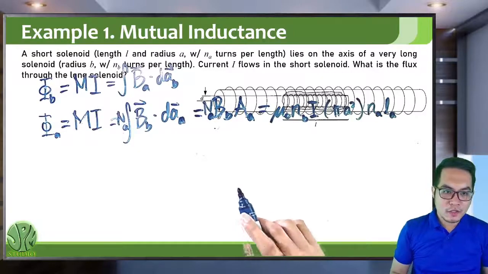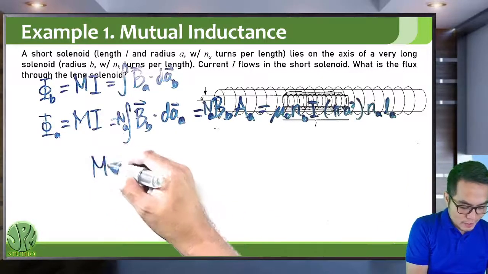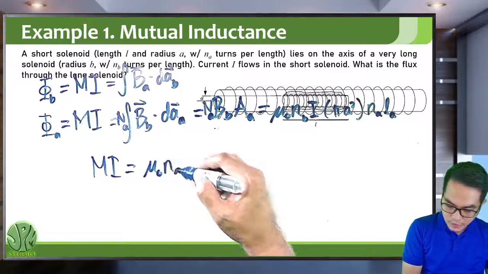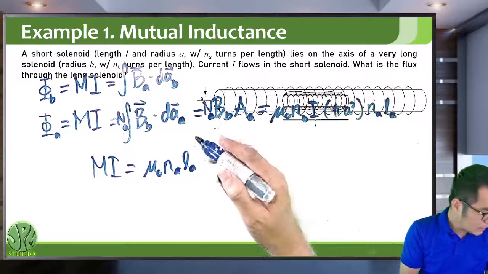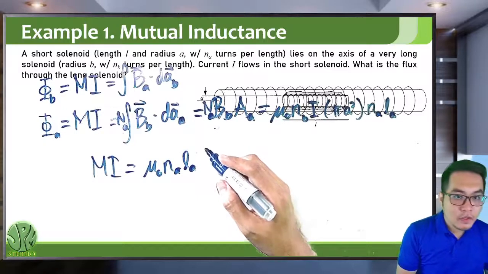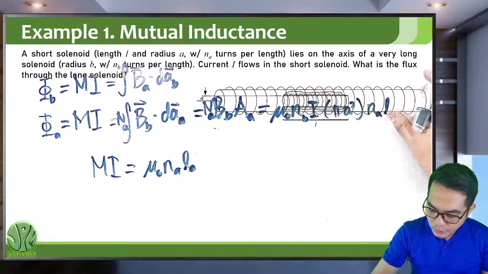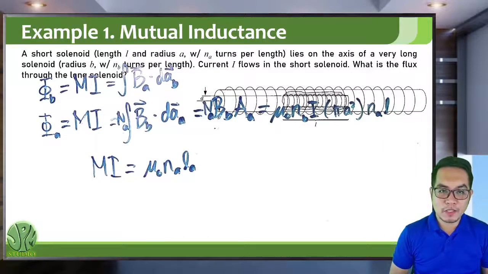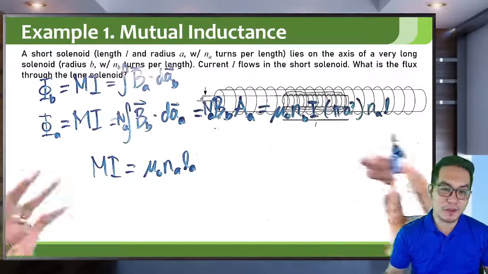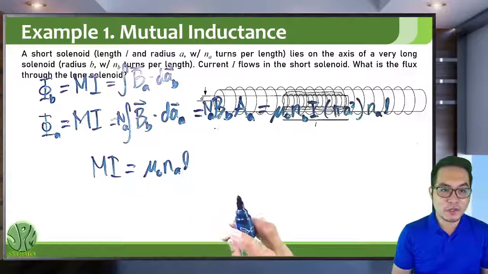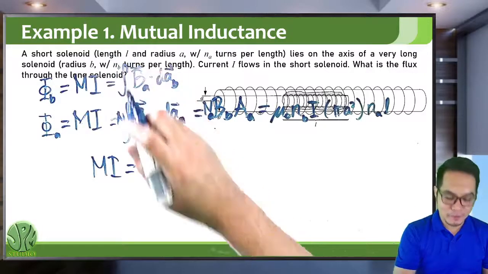Okay. So here we have M i is equal to mu naught N_A L. Sorry, the length of the short solenoid is L, so we no longer need to put the subscript A here. The long solenoid is very long, so we don't know its length, and we don't actually need its length. The short solenoid has a length L.